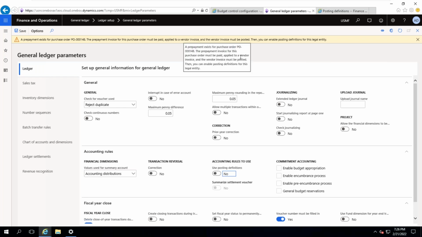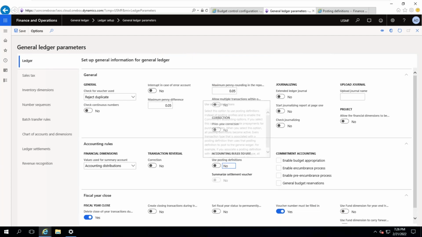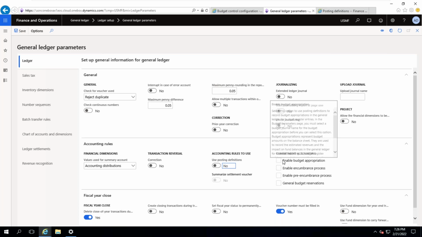Actually, some transactions are there in between, so I cannot enable it. That is the reason it is throwing a warning message. No issues. Here are the checkboxes. If it is enabled, you can enable these: enable encumbrance process, enable pre-encumbrance process, general ledger, general budget reservations, then enable budget appropriation.